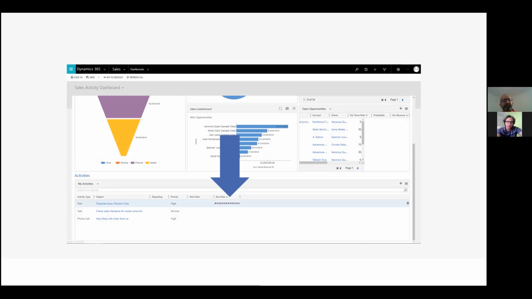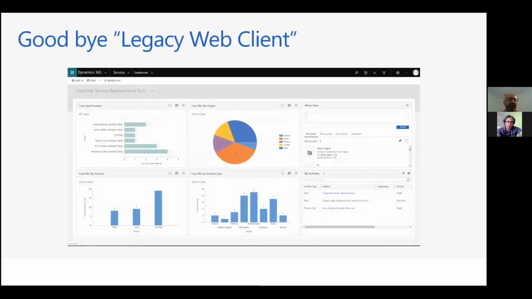Since Dynamics 365 customer engagement is a product provided by Microsoft, for a few things we don't have control to fix those issues. So many times we were requesting Microsoft support to fix these things, and the reply from Microsoft was maybe to say goodbye to the legacy web client and move to the new user interface.